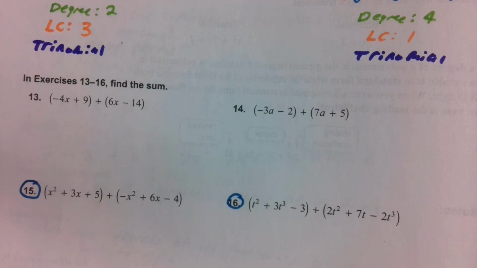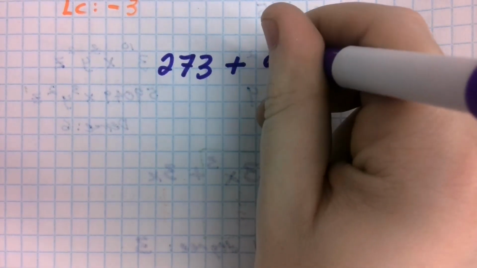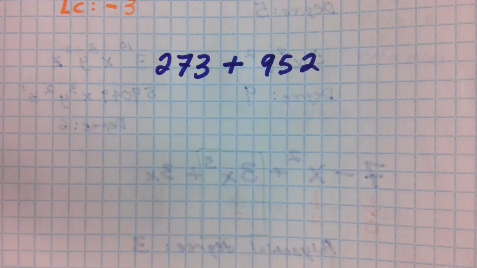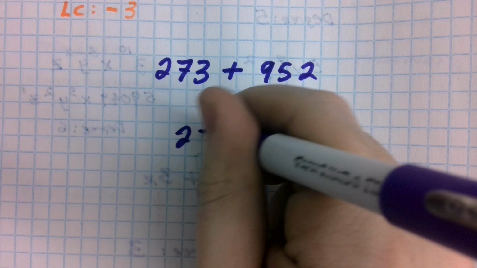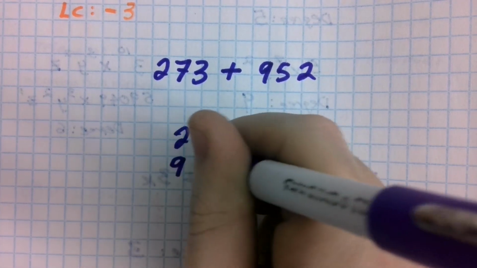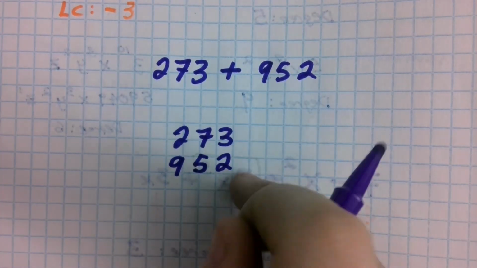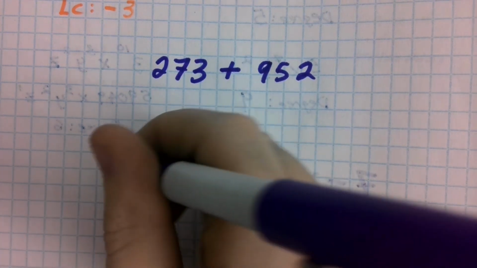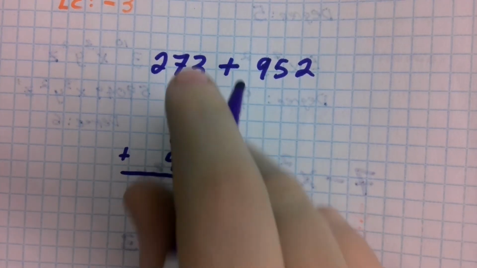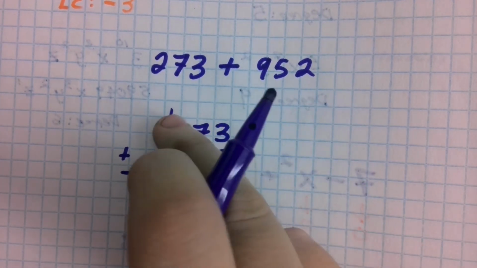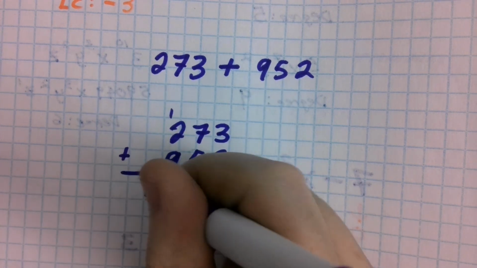Do you remember how we added big numbers back in grade school? Well, this is still grade school, but back in like early grade school, like if we had 273 plus 952, instead of adding them side to side, we would usually stack them up so that the digits were in line with each other. For instance, the units digits are here, the tens digits are here, the hundreds digits are here, and then we would add from right to left. 3 plus 2 is 5, 7 plus 5 is 12, so we carry the 1. 2 plus 9 plus that carried 1 is 12.